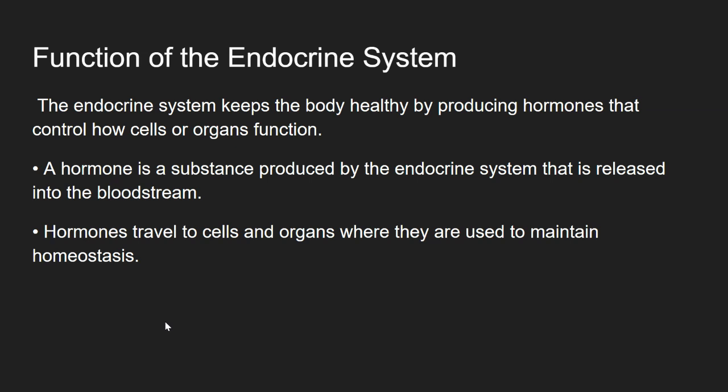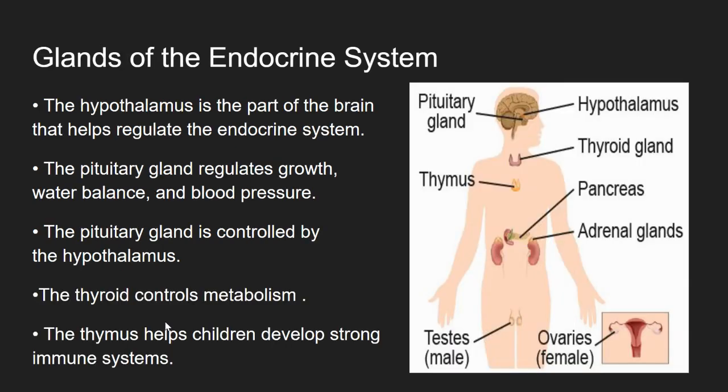The endocrine system keeps the body healthy by producing hormones that control how cells or organs function. A hormone is a substance produced by the endocrine system that is released into the bloodstream, and hormones travel to cells and organs where they are used to maintain homeostasis. The hypothalamus is the part of the brain that helps regulate the endocrine system.